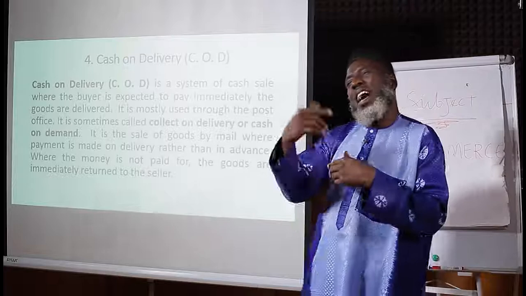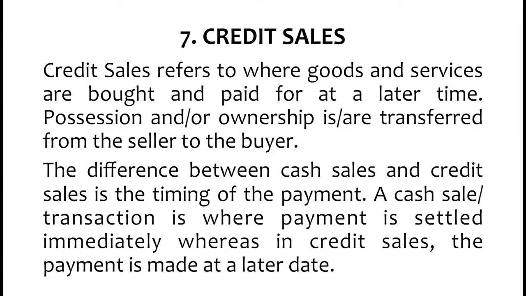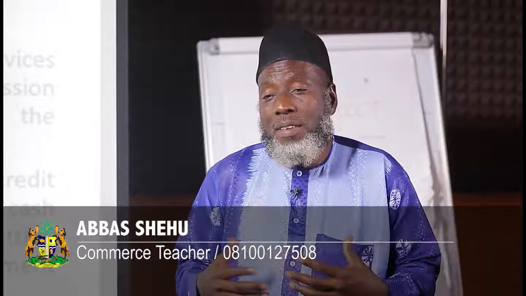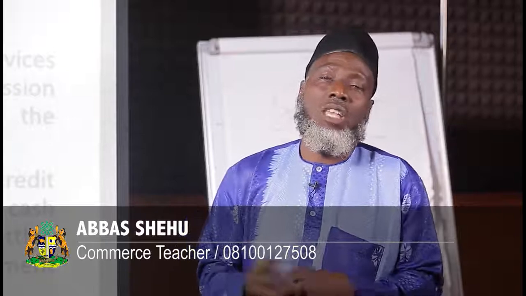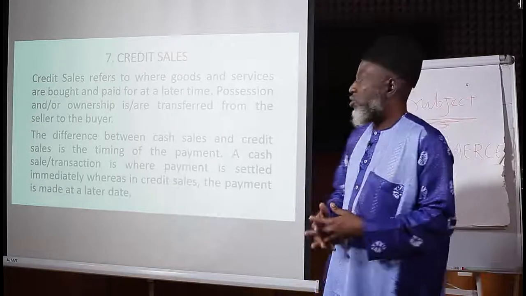That's talking about the types of cash source. Now we go to the next item, which is credit source. Credit source refers to where goods and services are bought and paid for later. Possession and/or ownership is transferred from the seller to the buyer. The buyer is allowed to take possession of the goods, take ownership of the goods, and then pay for the goods later. This is what we call credit source or credit transactions.